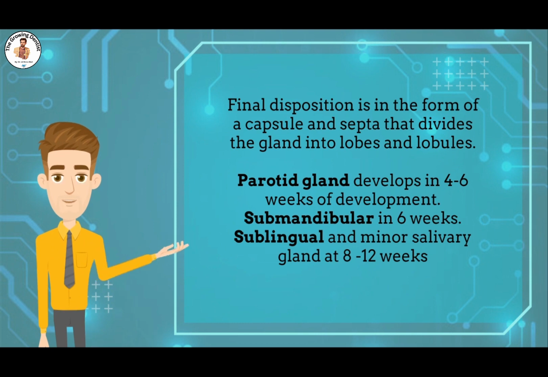Parotid gland develops in 4 to 6 weeks, submandibular in 6 weeks, sublingual and minor salivary gland at 8 to 12 weeks. Capsule develops last, hence misplaced tissue is usually found.